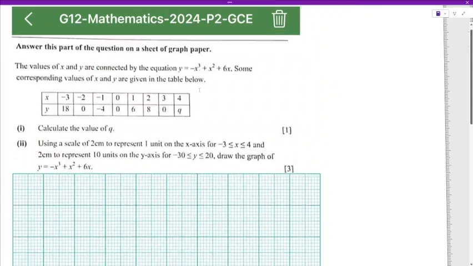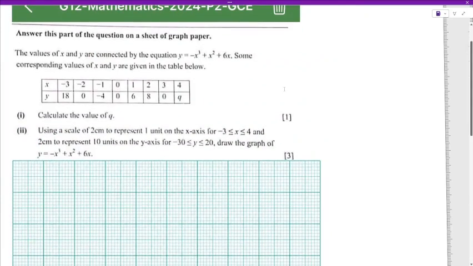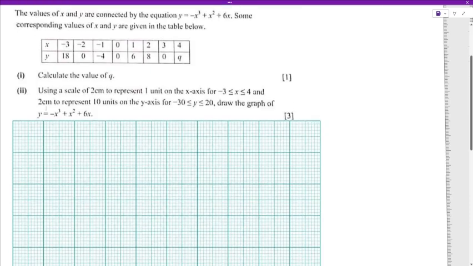which is this one here. Answer this part of the question on a sheet of graph paper. Same applies to what we did in the previous example. So same format again, they'll give you a table of values, and hide one of the values. So one of the values here has been hidden and represented by the letter Q, as you can see here. I don't know if you can see, it's a bit faint.